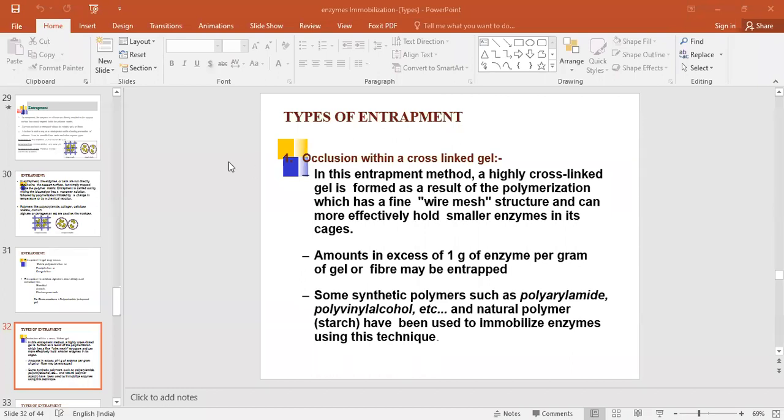Okay, so types of entrapment. The first type is occlusion within the cross-linked gel. You have to add your enzyme source onto your polymer matrix, and after that the polymerization reaction happens, and your enzyme will be entrapped into your system. After that a particular wire mesh structure will be formed, okay. Yes, the cage-like structure.